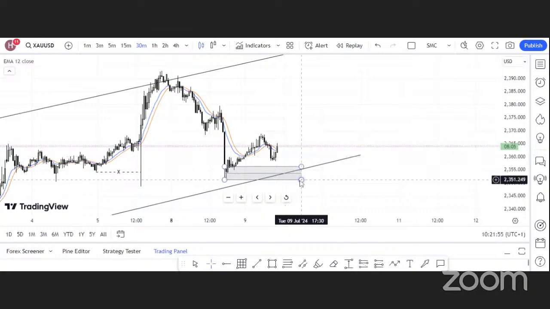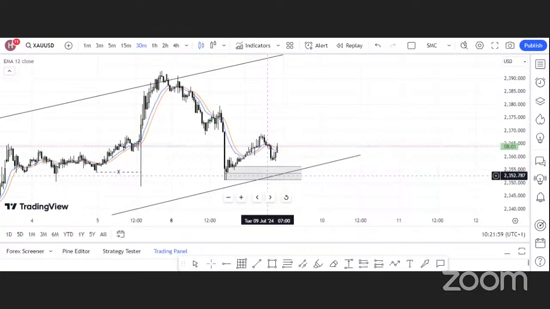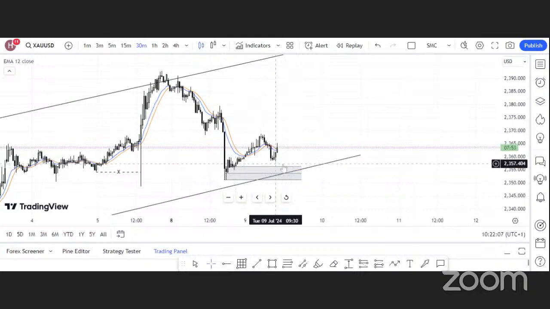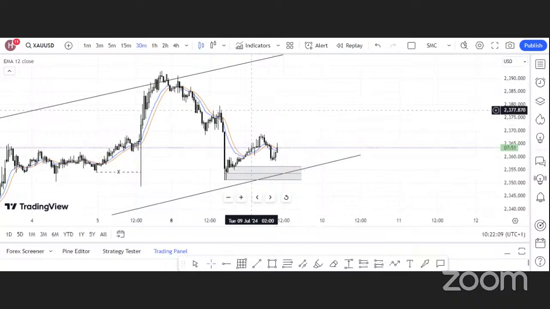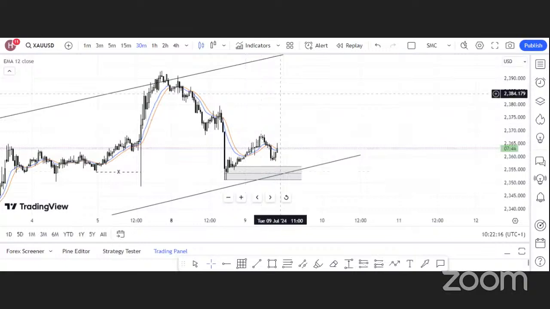So this level of interest now is where I am expecting the market to get back to. So I'm expecting the market to come back to this level before moving up further. So trust me, this market is going to continue to go up.